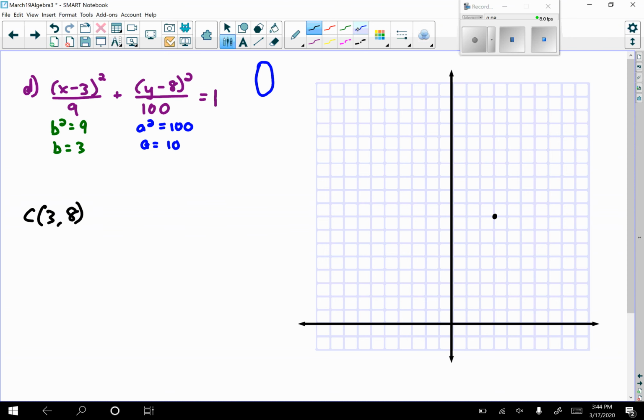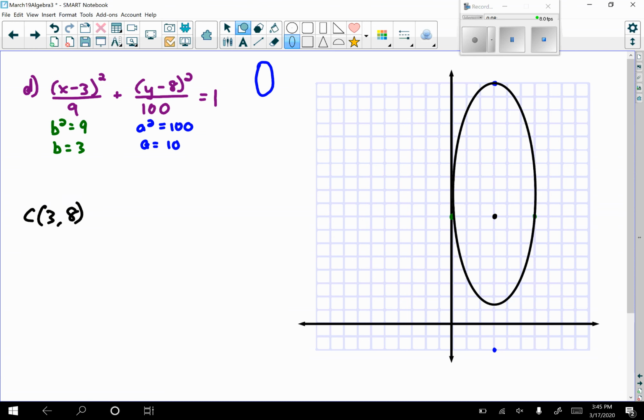Plotting this right here. For my major axis, I have to count up 10 at the very top and then down 10 at the very bottom. I will be counting 3 to the right and then 3 to the left. And again, try to draw this by hand as best you can. Remember, you can always check on Desmos or your calculator what you did by hand that way.